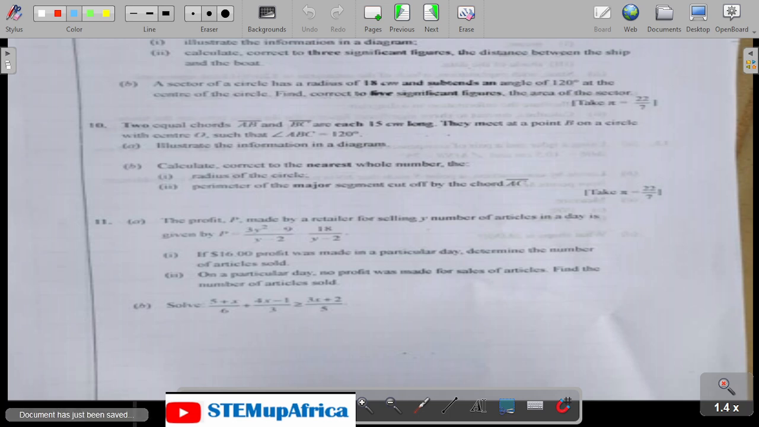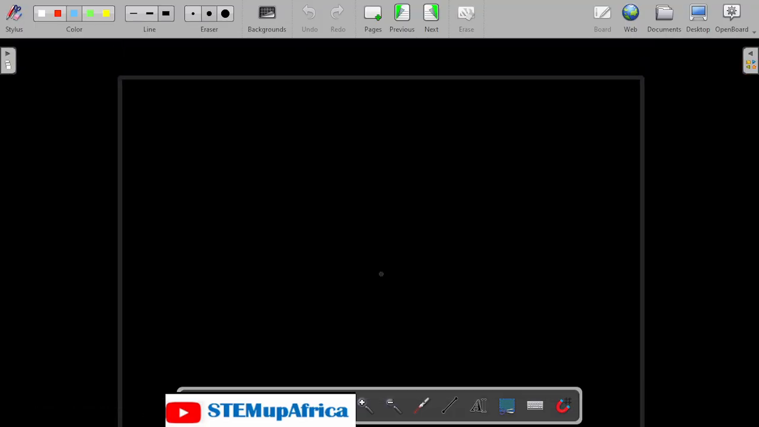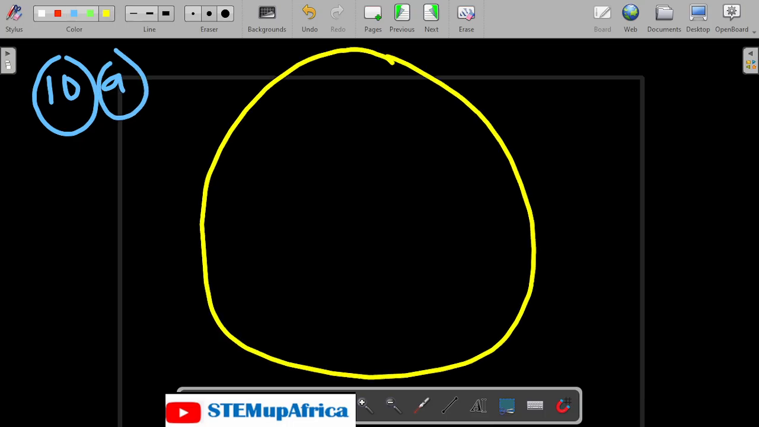Let's look at question 10A. So let's say this is a circle. We have two chords with a common point B. So let's say here's the first chord, which is AB.